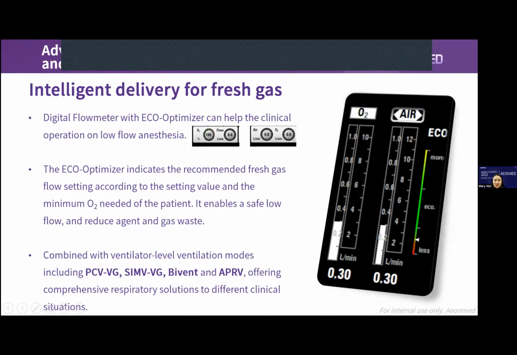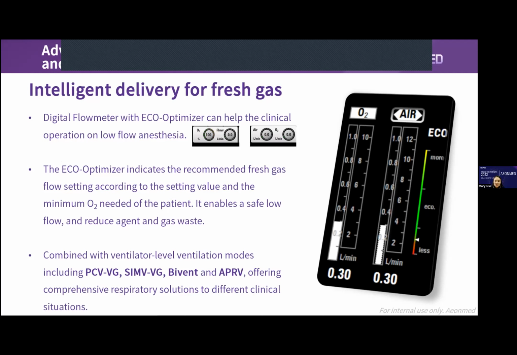And the next one is more like the classic one, right? Independently for each gas, the air, the oxygen, or the nitric oxide, we set how many liters per minute for each gas. And this is for the electronic flow meter. And this one, the Eco optimizer, is kind of like an indicator that gives us the indication of whether the flow is enough, too much, or too little for my patients.